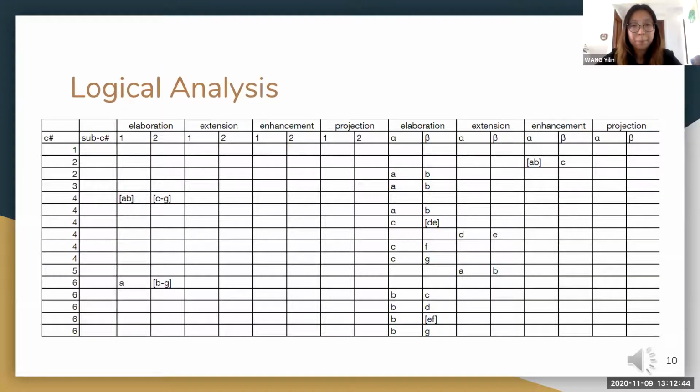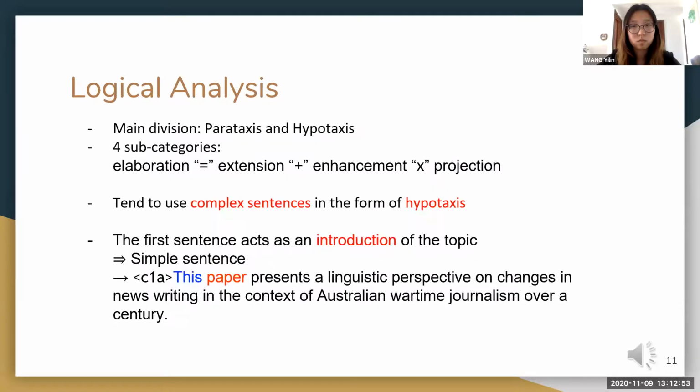So here's our table on the analysis of the logical aspect, and I will elaborate on them one by one in the coming slides. For logical analysis, we will evaluate from parataxis and hypotaxis. Parataxis refers to clauses that are parallel or symmetrical grammatically, while hypotaxis refers to hierarchical clauses. There are four same subcategories, namely elaboration, extension, enhancement, and projection. It is found that abstract 9 tends to use complex sentences with parataxis.